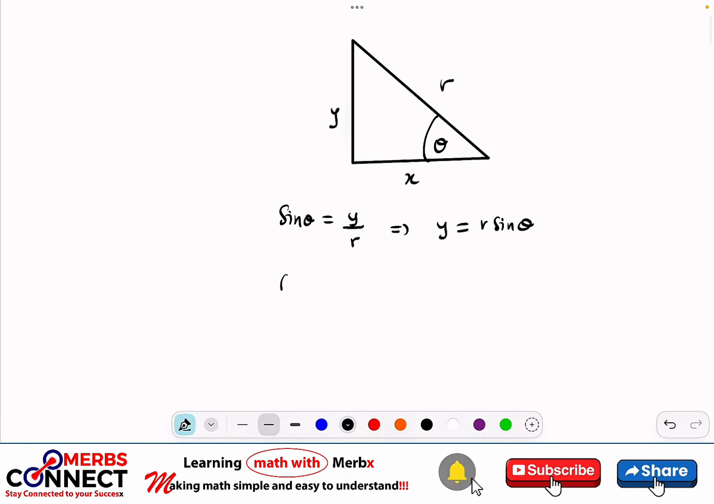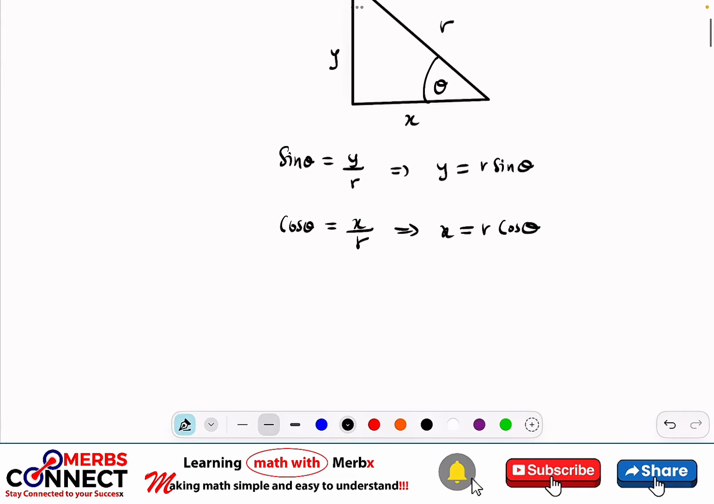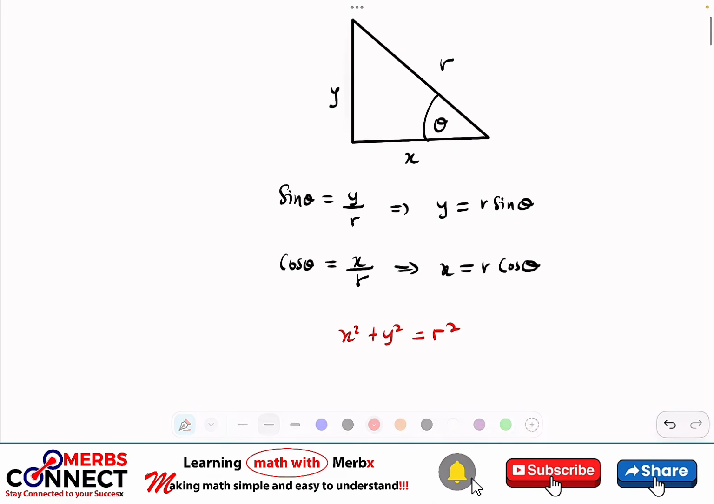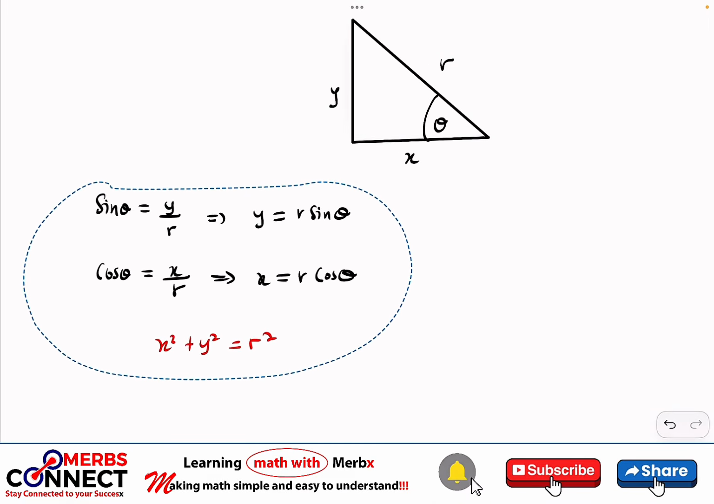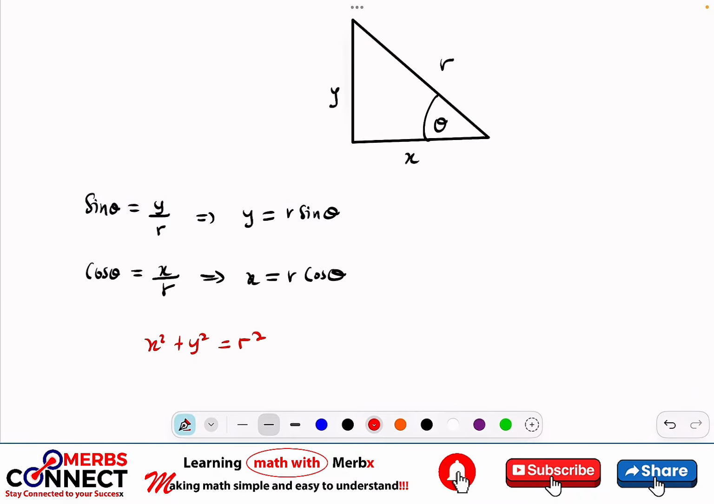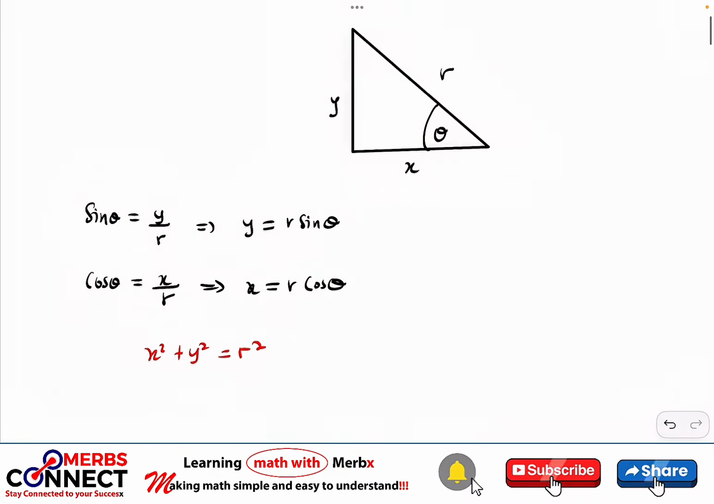And then cos theta is going to be adjacent over hypotenuse. And this is going to give us x is equal to r cos theta. And when you use the Pythagorean theorem, we know that this is going to give us x squared plus y squared equal to r squared. So these are some of the things that we need from polar coordinates anytime we want to work with limits and we want to use polar coordinates.